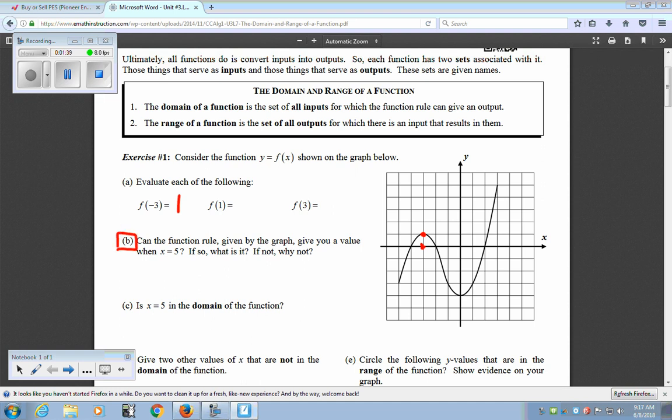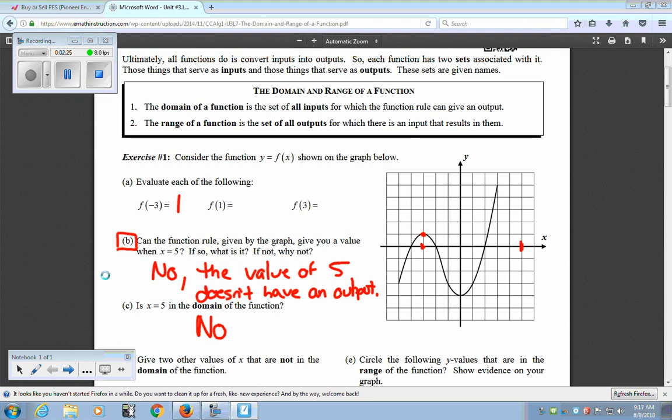You can do the other two. For part B, can the function rule given by the graph give you a value when x is 5? Well, when x is 5, which is right there, if you go up or down, you don't hit the graph. So the answer is no, and the reason is the value of 5 doesn't have a y value, or in this case, an output. So is x equals 5 in the domain? Nope, it's not in the domain either. Okay.